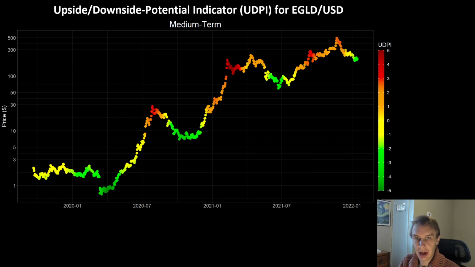Today I want to talk about Elrond and what our risk indicator thinks of its recent price action and what DeFi development on Elrond might mean for its future price action.